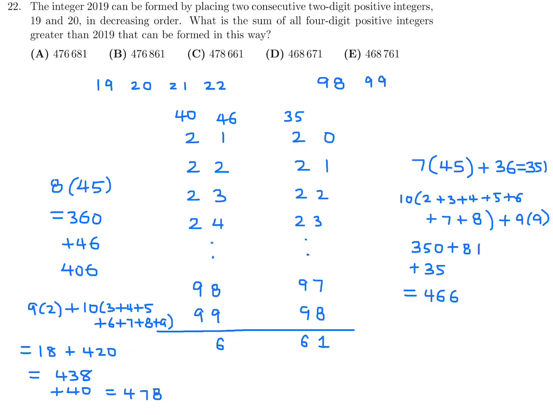So 478 goes here. So there we go. This is my number, even though there's a space there. 478661. 478661 is choice C for number 22.